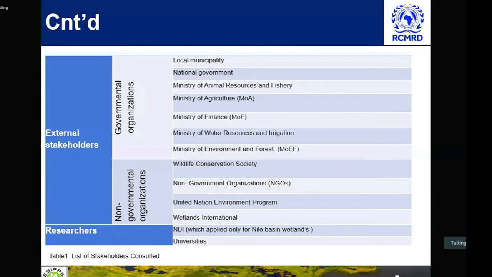These are not limited to each country. Each country may have a different naming of ministries, and it could be organized under a general name category under each governmental organization. And then under non-governmental organizations, we have tried to identify wildlife conservation societies, NGOs that are working in wetlands, United Nations Environment Programme, and the famous Wetlands International. And then under researchers, as we have mentioned before, we have integrated Nile Basin Initiative and some of the universities.